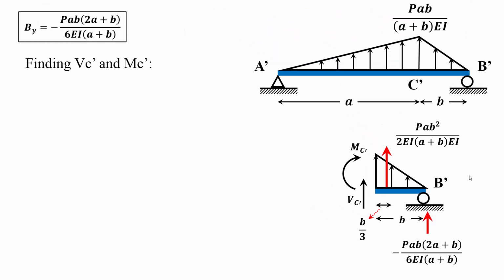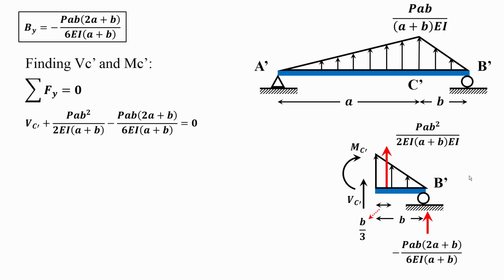So let's do the shear force first. Summation of F equals 0. If I do the summation, I will get VC prime equals PAB over 3EI multiplied by A minus B over A plus B. And that is the rotation at point C on the real beam. Again, the shear force on the conjugate is the rotation or the slope on the real beam.